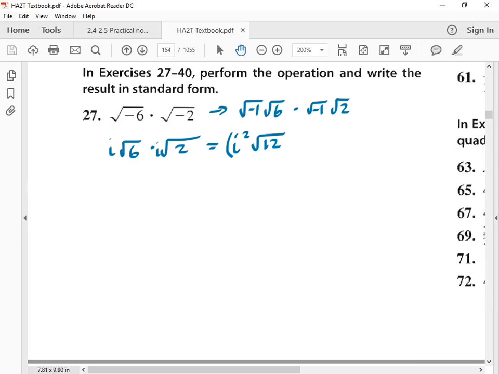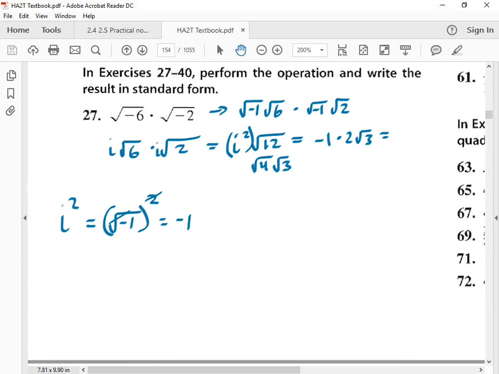So what is i squared? Whenever we have a power on an i, what does that equal? We simplify it. i squared is the same as the square root of negative 1 squared, and these would cancel out, so you're left with negative 1. So we have a negative 1 times whatever we get when we simplify that. And when we simplify that, that'd be rad 4 and rad 3, so we get 2 rad 3. So our final answer is negative 2 rad 3.